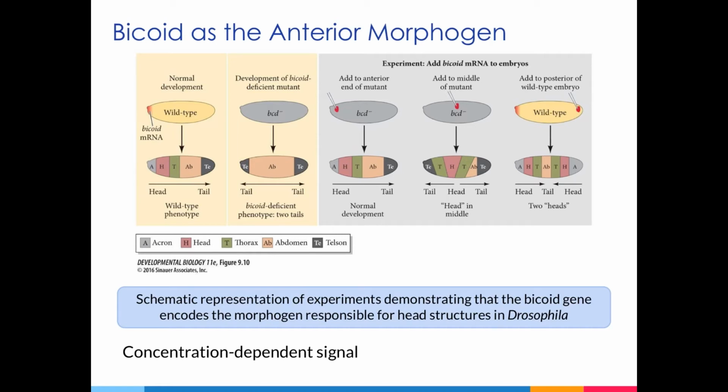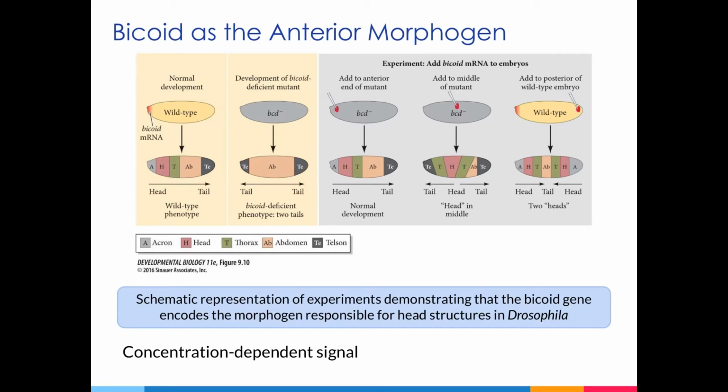If bicoid is injected in the center, a head forms at this location. As you may have noticed, there is no acron in the embryo when the bicoid is injected into the center. This is because the genes that are needed to form the acron and the telson are only expressed at the most anterior and most posterior ends of the embryo. Since these genes are not expressed in the center of the embryo, no acron forms here.